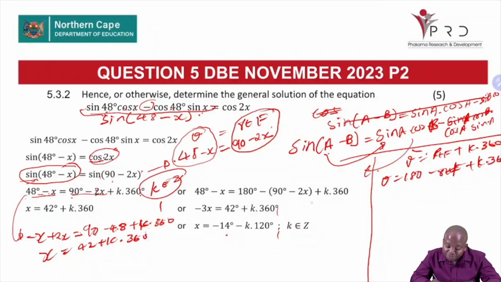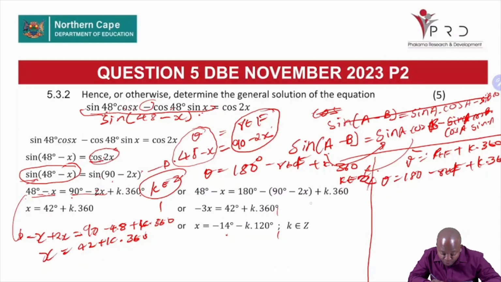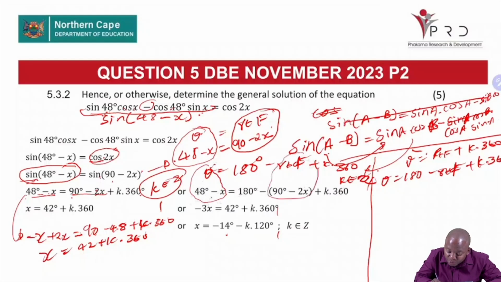Then the second solution, remember, says our theta is equals to 180 minus our reference angle plus k times 360, where k is an element of integers. You don't forget that. Now our theta in this case was 48 minus x, then the reference angle, 180 minus. Then we solve this: 180 minus 90 is 90, 90 minus 48 is 42. Then the negative becomes positive 2x. So just solving this one.